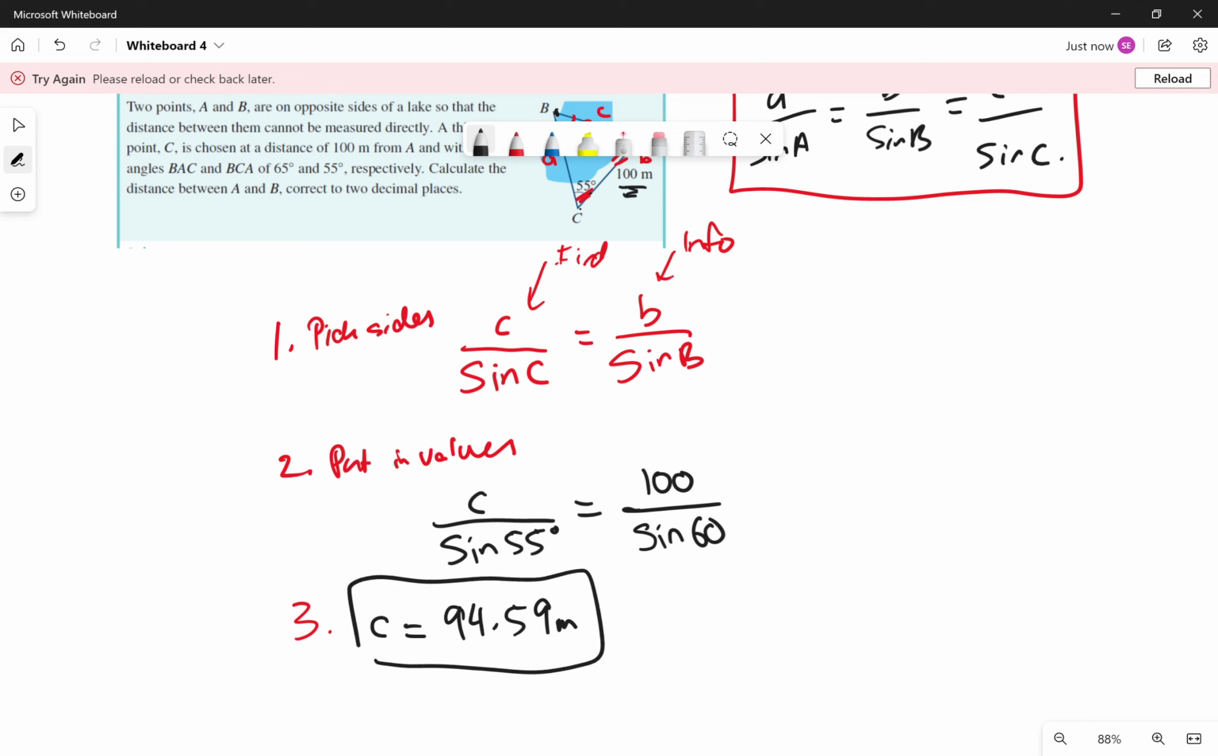So we can't actually measure between those 2 points. We can't measure across the lake or the ocean, but we can use triangulation to measure the length, which is pretty cool. So have a crack at the triangulation questions now. Try and use maybe your sine rule or your cosine rule, depending on what information the question gives you.